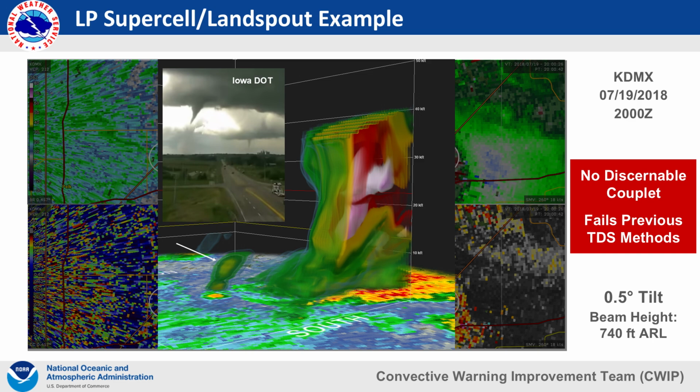And this is a great example of using reflectivity and velocity to diagnose the storm structure, kinematic fields, and even the presence of the TDS. And the dual pol data was just a means of secondary confirmation.